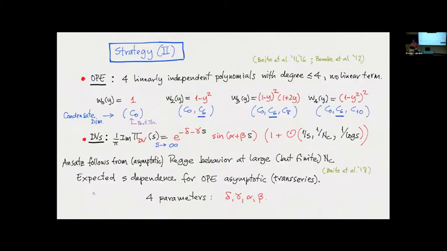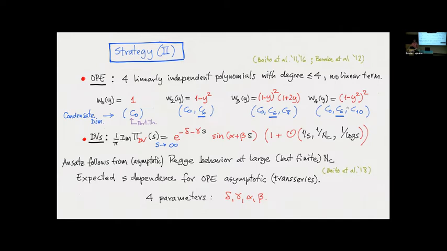What about the OPE? Well, we're going to use 4 linearly independent polynomials of degree smaller than or equal to 4, and no linear term. And that's because there is some evidence based on renormalon models that this creates problems with the perturbative expansion. And so these are the 4 polynomials, okay? And as you can see, the first polynomial has no pinching. So this is going to be very sensitive to duality violations. The second one is singly pinched, okay? And it has a single zero. The third polynomial is doubly pinched, and the fourth polynomial is again doubly pinched.